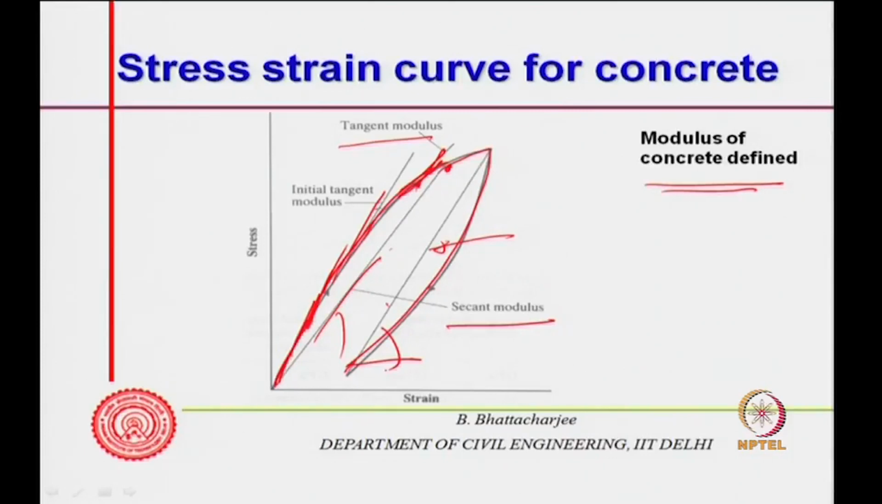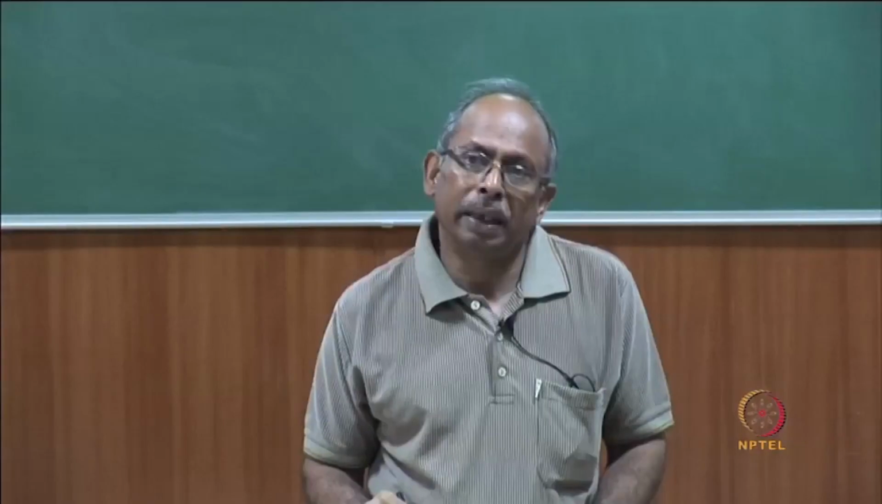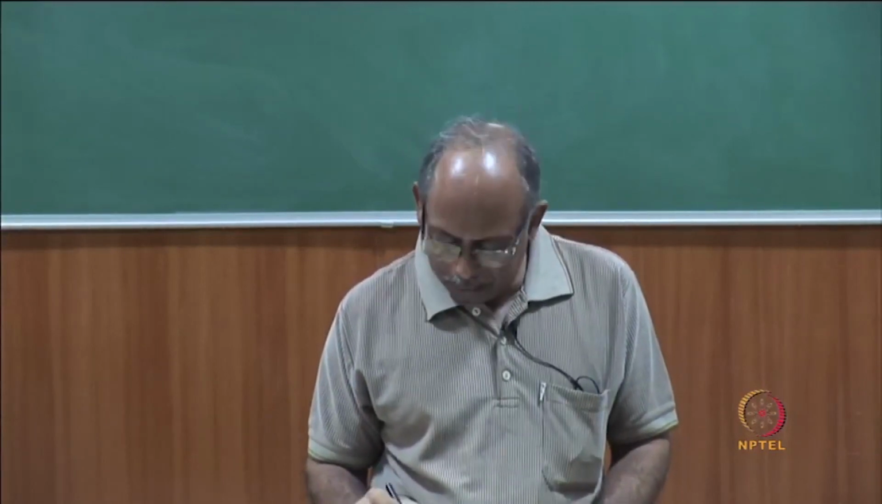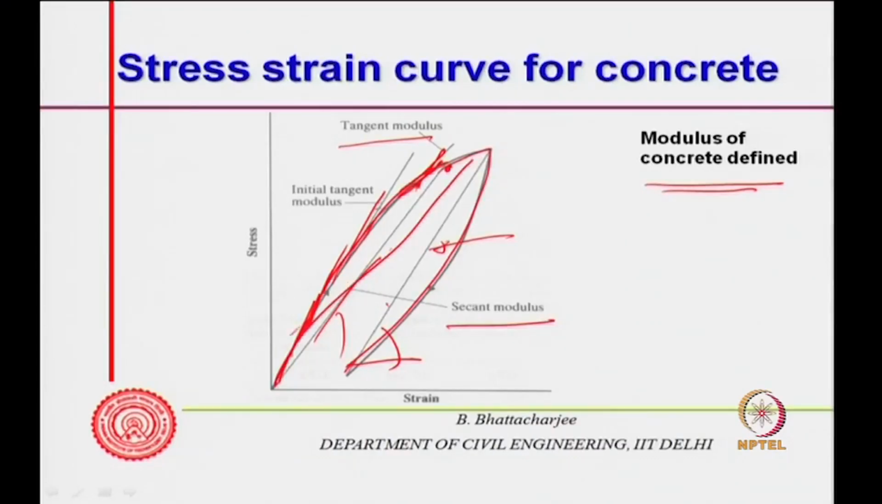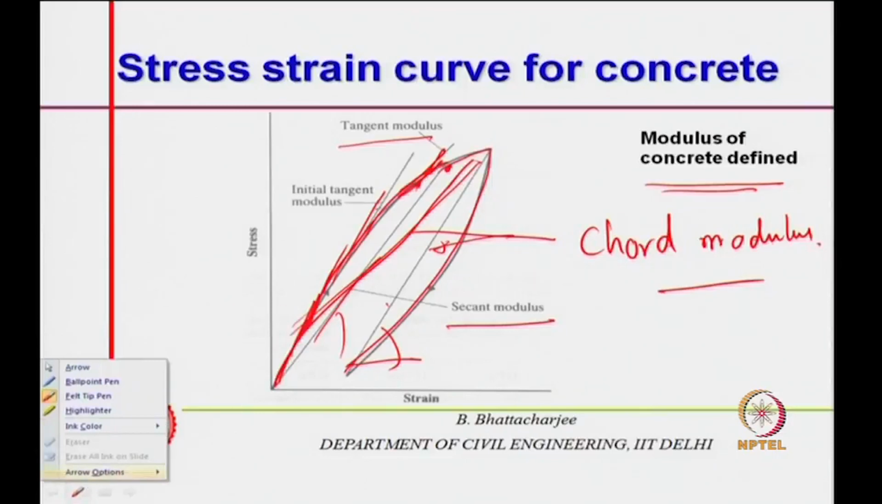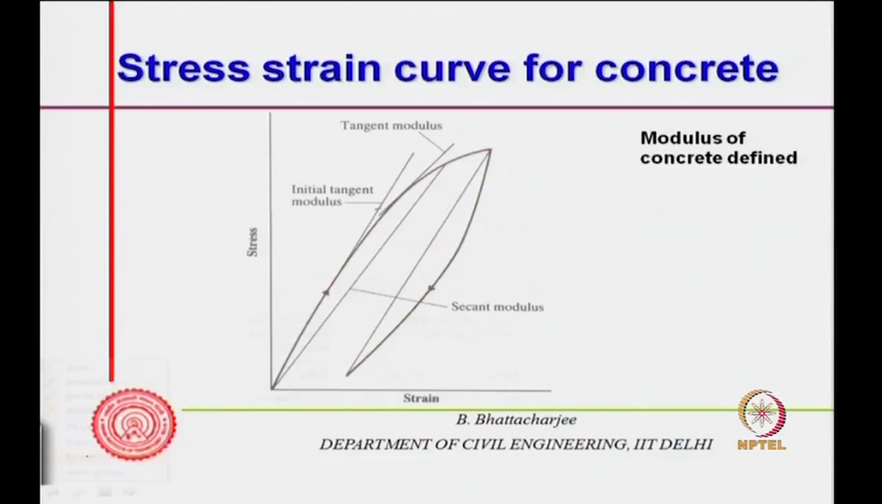So, for concrete, modulus can be defined in different ways: initial tangent modulus, tangent modulus at any stress or strain level, and secant modulus again at any stress or strain level. In fact, we can have a chord modulus, joining one point and another point. So, that is how we define the elastic modulus for concrete. All right.